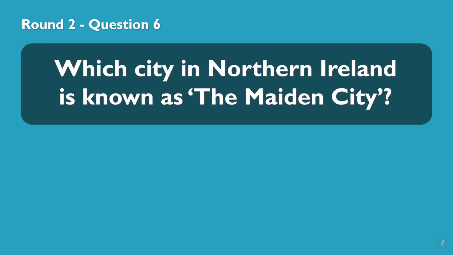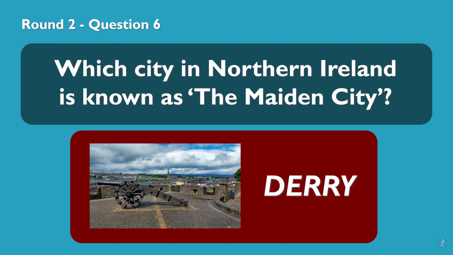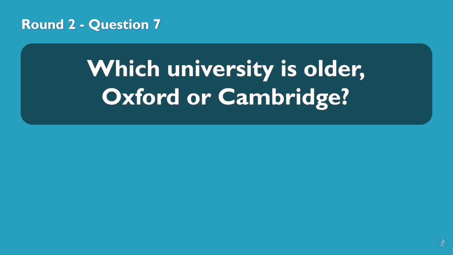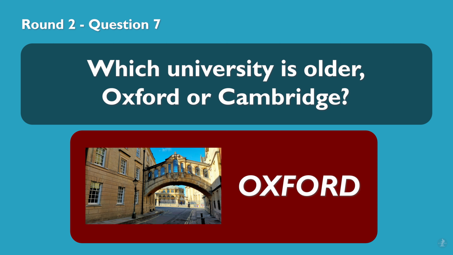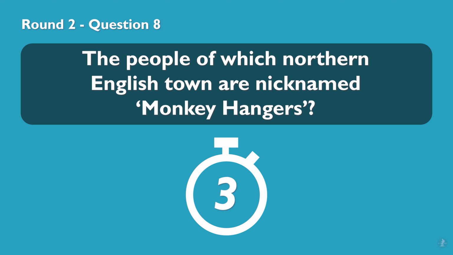Question 6. Which city in Northern Ireland is known as the Maiden City? Derry. The name comes from the fact that the city's famous defensive walls have never been breached in their more than 400 years of history. Question 7. Which university is older, Oxford or Cambridge? Oxford. It was founded back in 1096, while Cambridge was established in 1209 by a group of scholars who had fled from Oxford. And finally, question 8. The people of which northern English town are nicknamed monkey hangers?